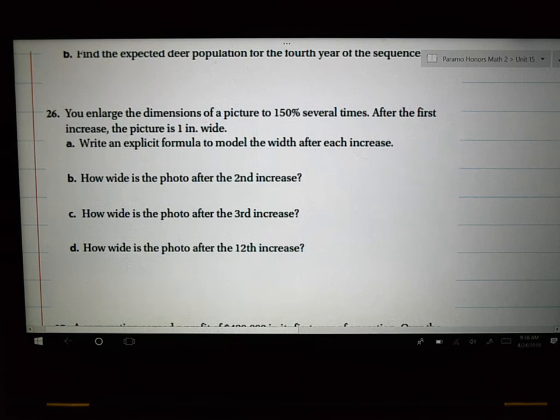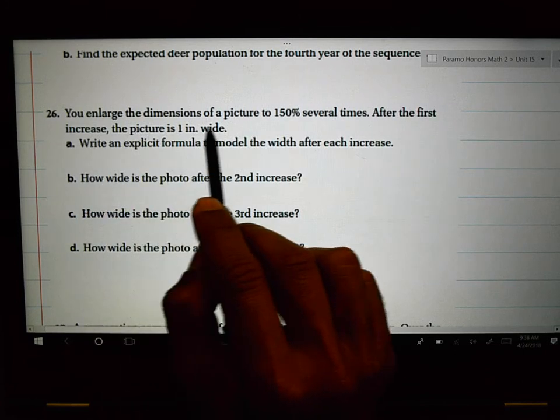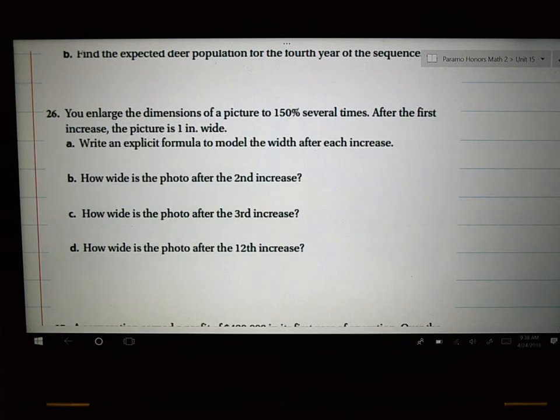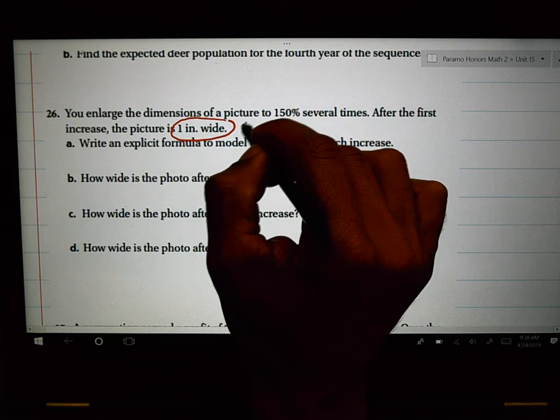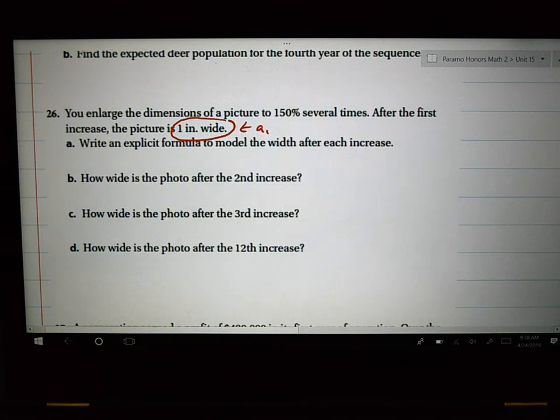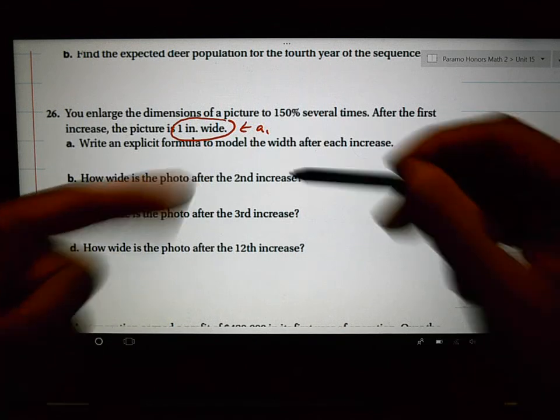26. You enlarge the dimension of a picture to 150% several times. After the first increase, the picture is 1 inch wide. This is your first value. This is your A of 1. A of 1, it's at 1 inch wide. It's going to change because you're going to increase it again, and you're going to increase it again.